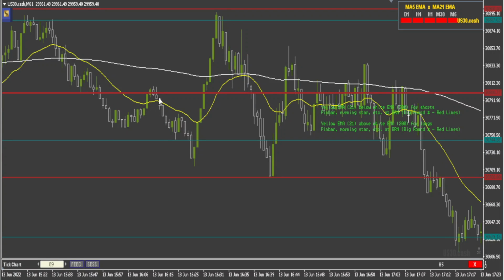Okay, so here's a pin bar, and we have yellow below white. We have the pin bar rejecting the red institutional level. If we enter below the close of that bar, great scalp. If your stop went here for a 1.5 to 1, looks like you would have been successful there as well.